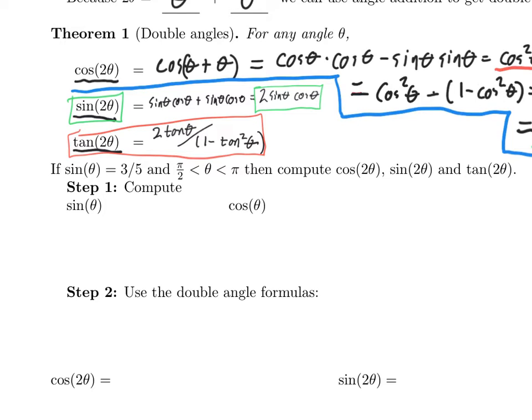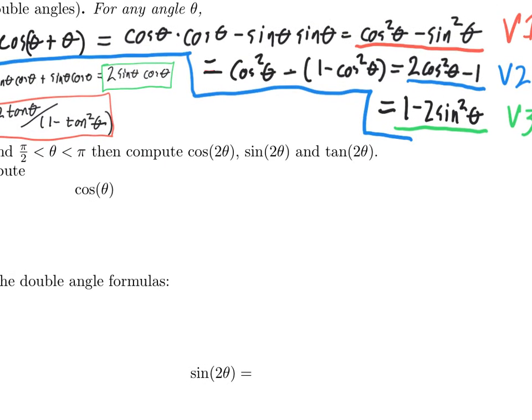So something to notice immediately is this is enough information to compute sine of theta and cosine of theta. And if that's enough information to compute sine of theta and cosine of theta, then that's enough information to use these double angle formulas. So let's do that. Sine of theta is 3/5. That's a given. Cosine of theta, well, we've done this enough times that you probably already know that it's going to be negative 4/5, but let's go through the walk.